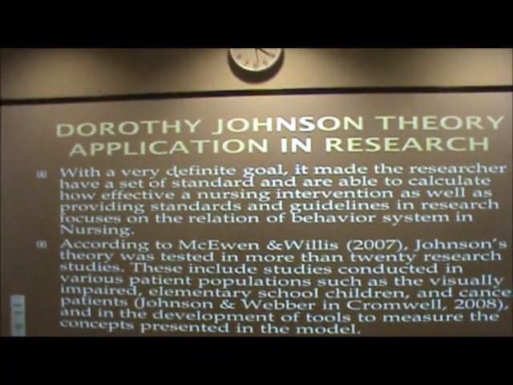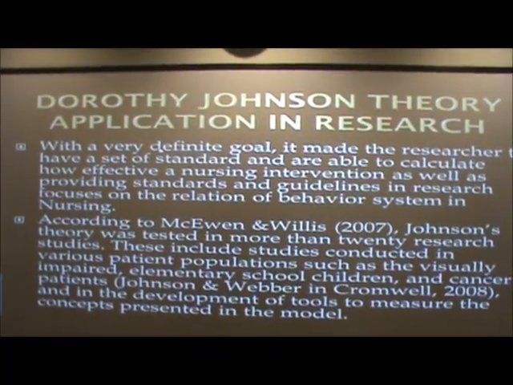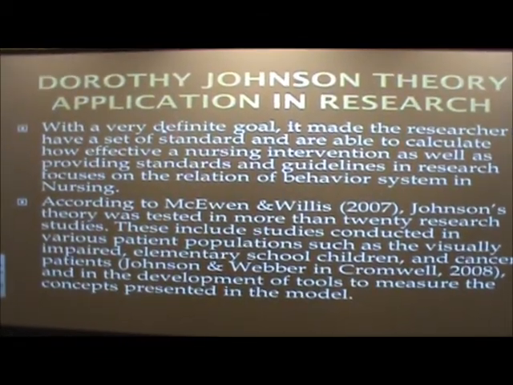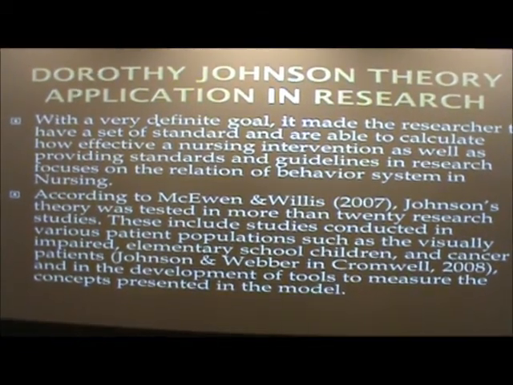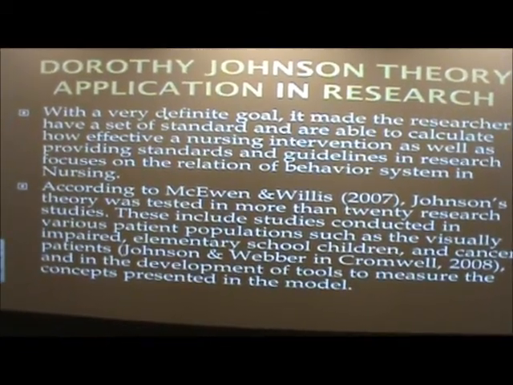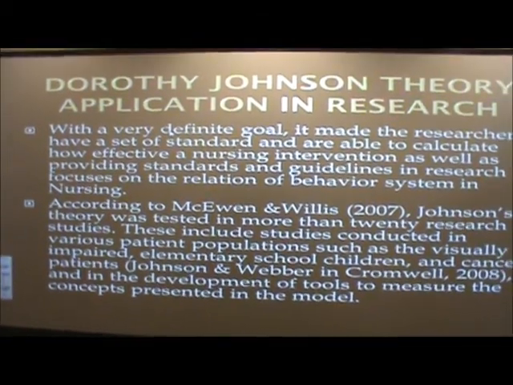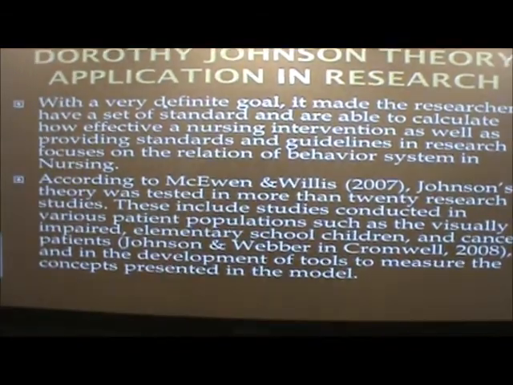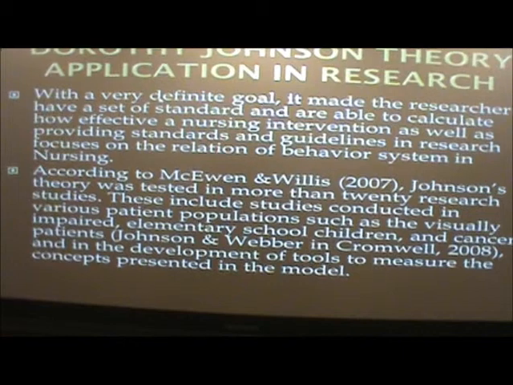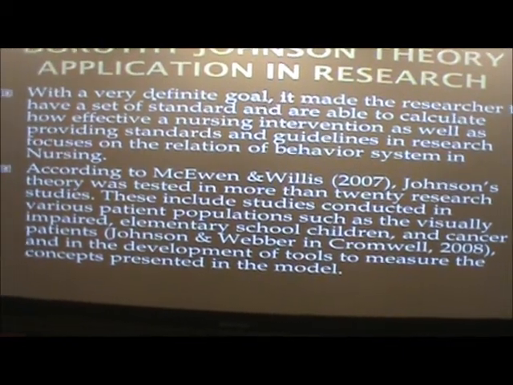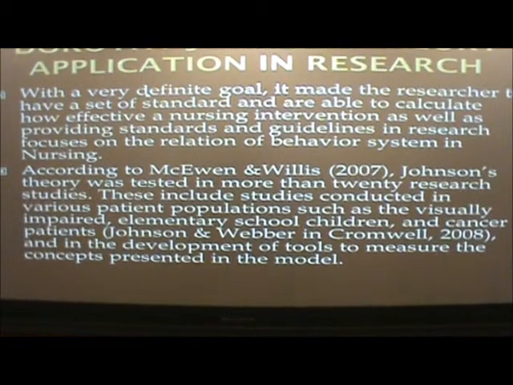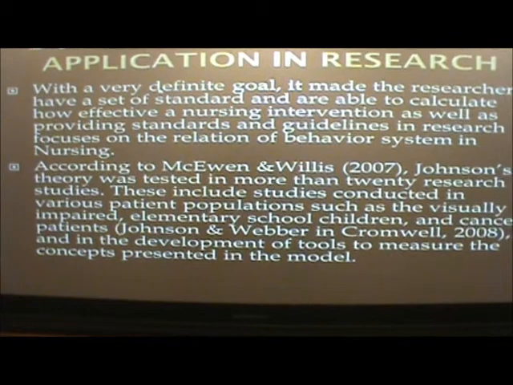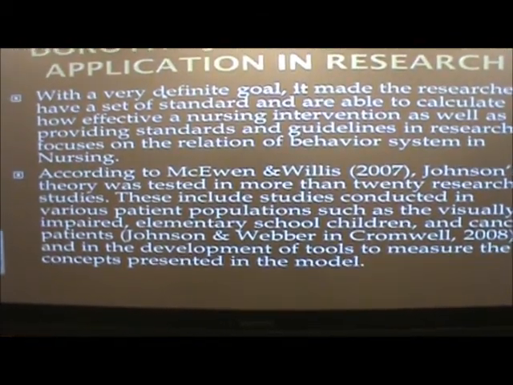Application in research of the Dorothy Johnson theory. With a very definite goal, it made the researcher have a set of standards and be able to calculate how effective a nursing intervention is, as well as providing standards and guidelines in research. According to McQuen and Willis 2007, Johnson's theory was tested in more than 20 research studies. These include studies conducted in various patient populations, such as the visually impaired, elementary school children, and cancer patients, Johnson and Weber in Cromwell 2008, and in the development of tools to measure the concepts presented in the model.